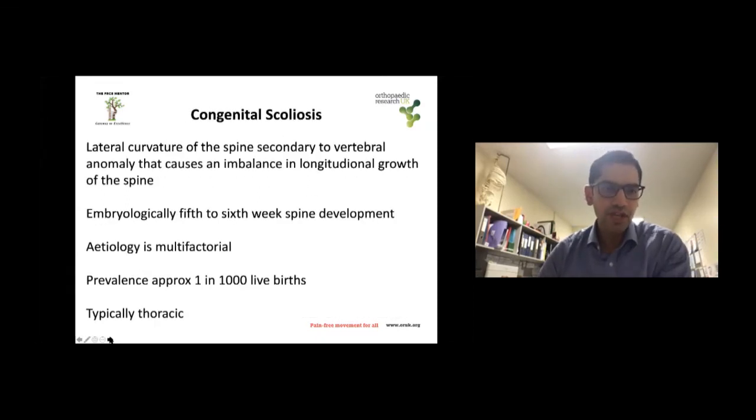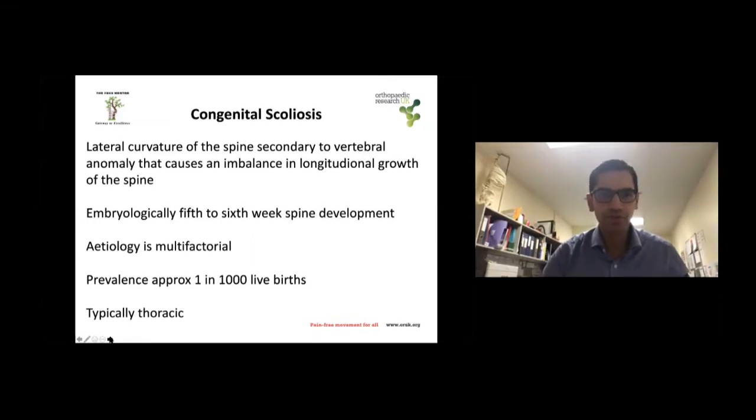Moving on to congenital scoliosis. Congenital scoliosis is lateral curvature of the spine secondary to a vertebral anomaly that causes an imbalance in longitudinal growth of the spine. Embryologically, the 5th to 6th week is when the spine develops, and this is when the defect occurs. The etiology is multifactorial, with an approximate prevalence of 1 in 1,000 births.